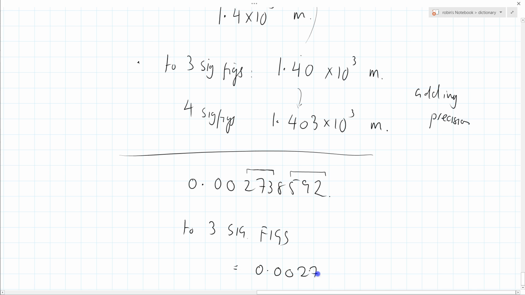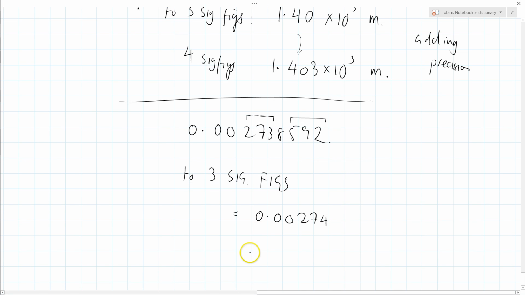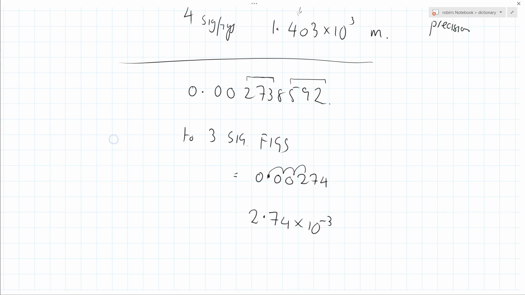0.0027, oh, not 273, it would be 274. Or if I wanted to write it in scientific notation, as per the scientific notation screencast, that would be 2.74 times 10 to the power what? 1, 2, 3, minus 3. Minus 3 because we're going backwards, because we're expressing a small number. Okay, they're significant figures.